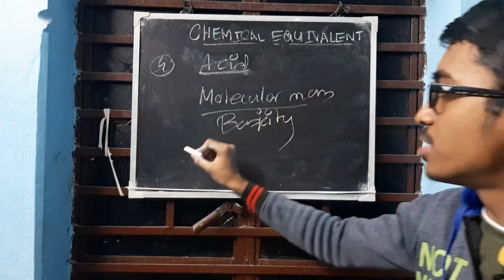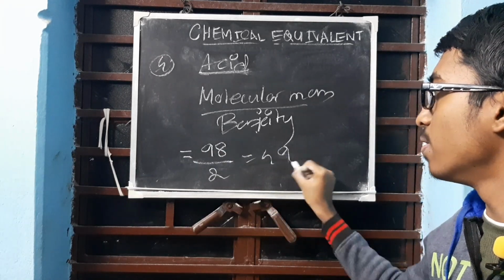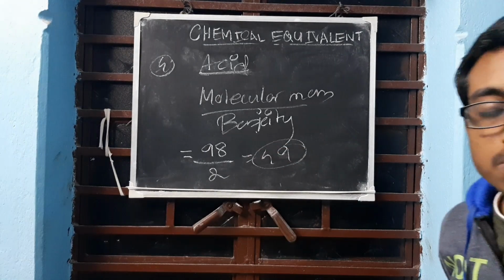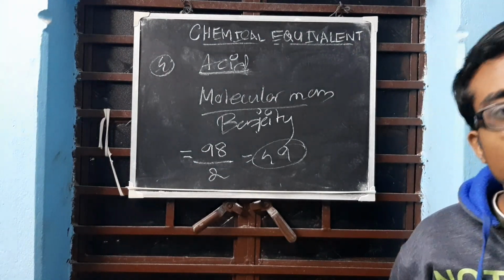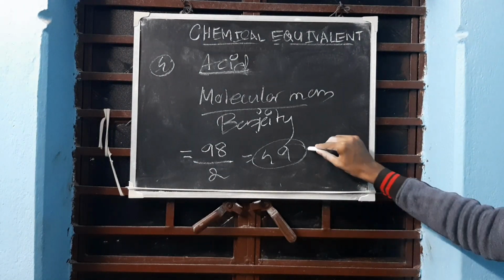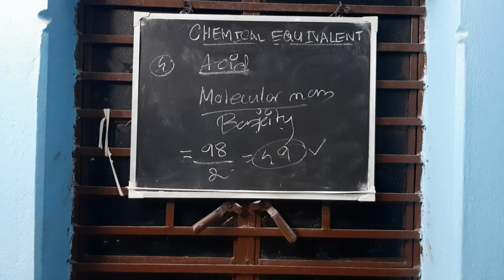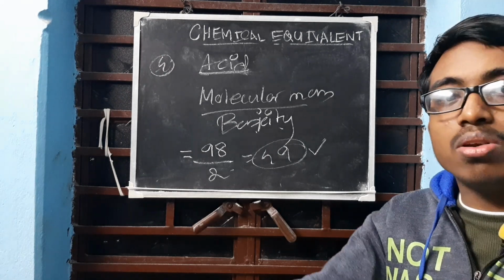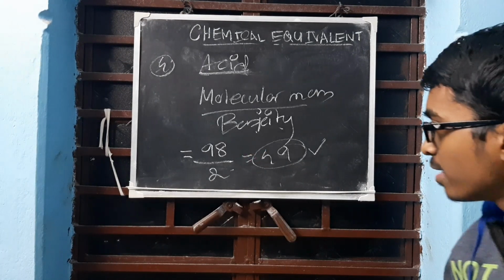Example, let's take sulfuric acid: 98 divided by basicity 2, so it's 49. Clear? Sulfuric acid is 98, and basicity is 2 because in H2SO4, 2 H are linked to oxygen, so that will be 49. Basicity is 2, a dibasic acid. Now what is basicity? Number of hydronium ions produced upon ionization in water per molecule. Acidity is the number of hydroxyl ions produced per mole on ionization.